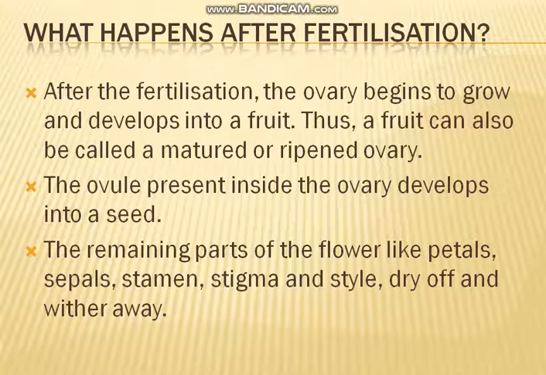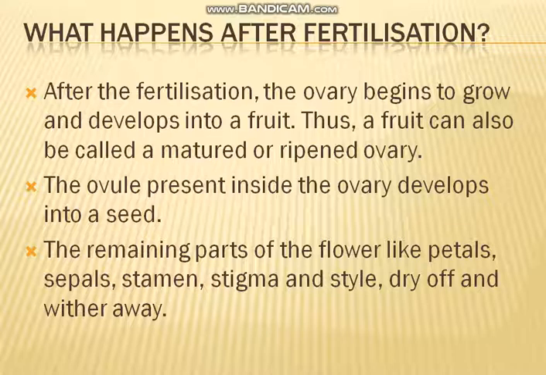After fertilization, the ovary begins to grow into fruit and the fruit is otherwise called a matured or ripened ovary. The ovule present inside the ovary develops into seed and the remaining part dries off and withers away. These are the steps after the fertilization.